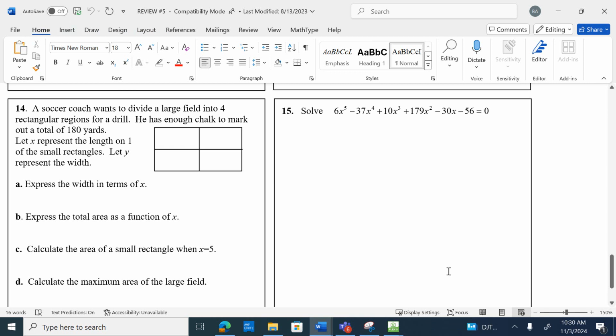Let's look at number 14. In question number 14, it says a soccer coach wants to divide a large field into 4 rectangular regions for a drill. These are 4 equal rectangular regions. He has enough chalk to mark out a total of 180 yards.